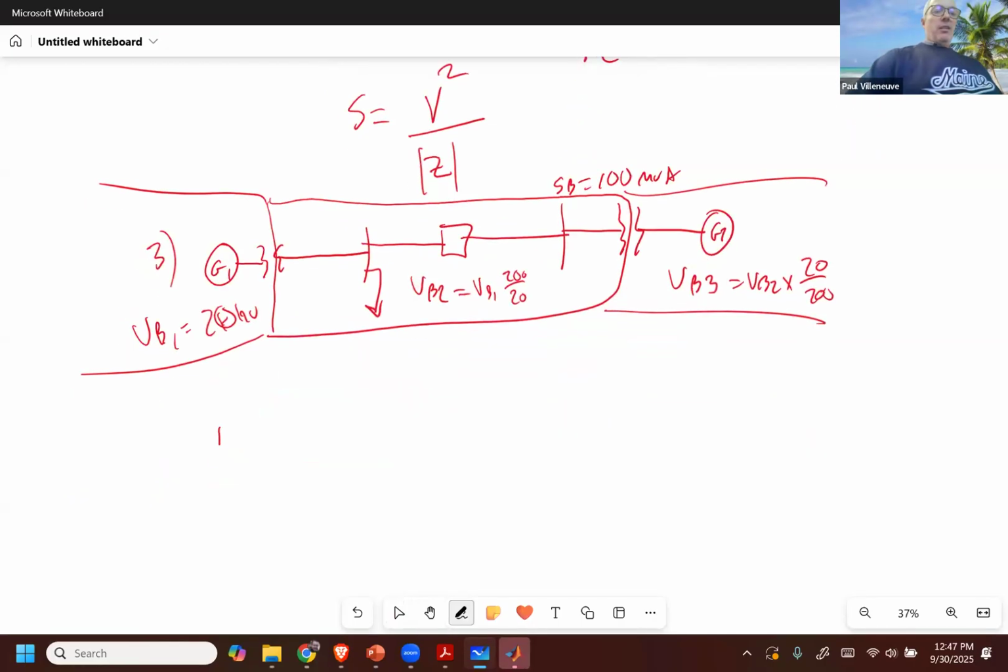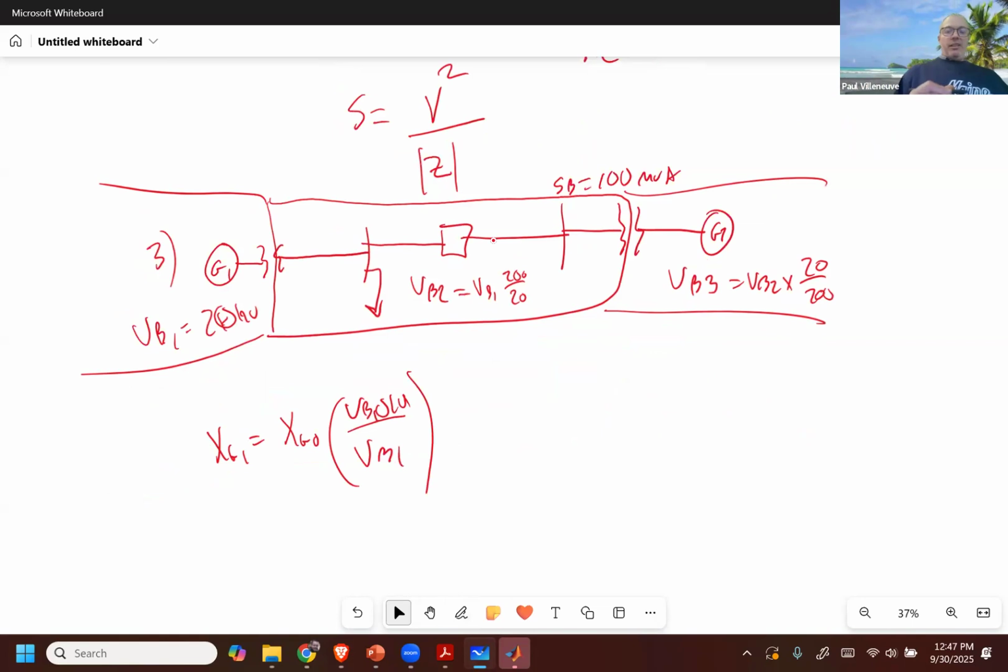So XG1 is going to be equal to XG old, right? Which is whatever the value you have in your table, multiplied by VB old, divided by VB1, which is the new base quantity. Let me clean up the old. It's hard to read. Divided by VB1 squared, and then I multiply that by SB new over SB old, and that gives me my updated value.